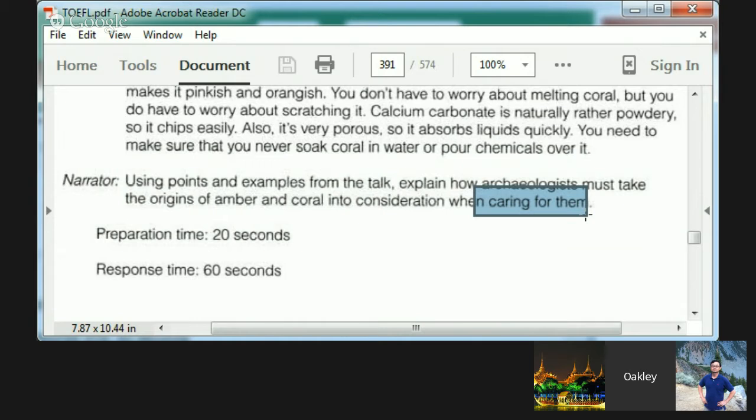He talked about how the archaeologists have to take care of them. You had some self-correction and changed your sentence a couple of times. Pronunciation: fragile. Okay, fragile. Easily broken. You have to be very careful.